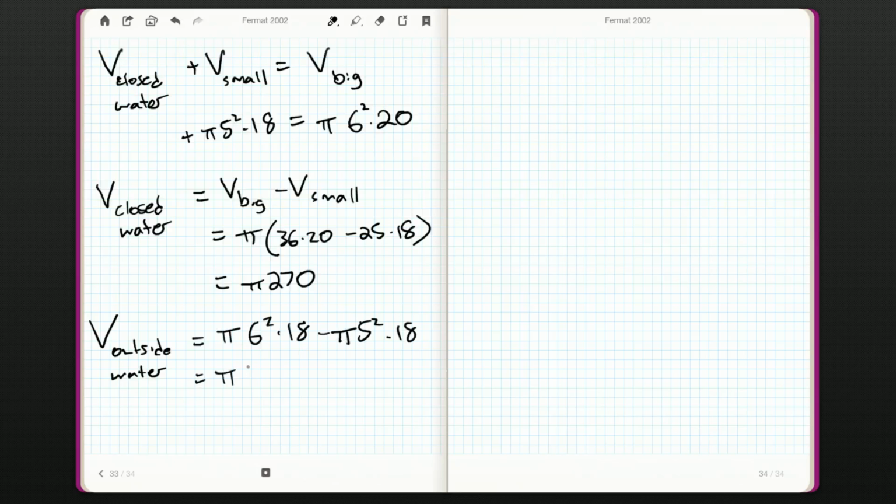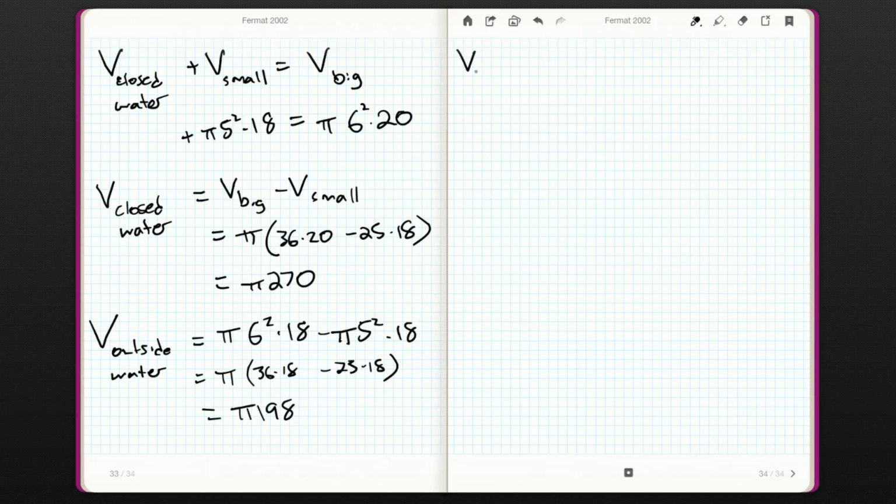That's going to be pi, 36 times 18 minus 25 times 18. We'll work that out on our calculator as well. I'm getting pi times 198. So the volume of the closed water is the same as the volume of the outside water plus the volume of the water that's inside the small container.